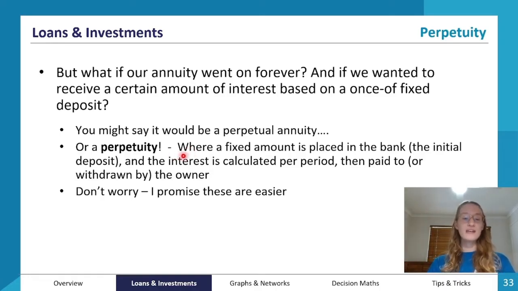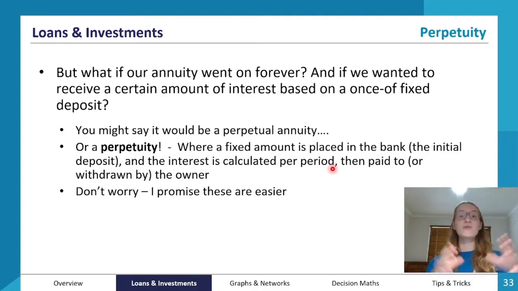A perpetuity is where a fixed amount is placed in the bank, like me putting my lotto money in the bank if I ever win. That might also be savings or an inheritance, or any kind of sum of money. That fixed amount is our initial deposit, and then the interest is calculated per period, and the interest is taken out and paid to, or withdrawn by, the owner.